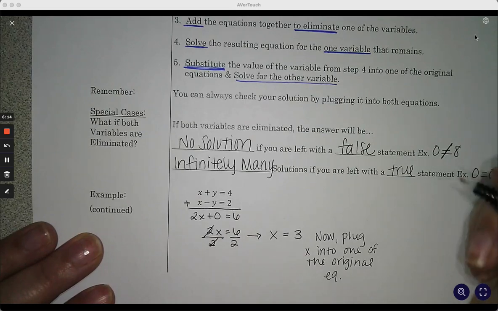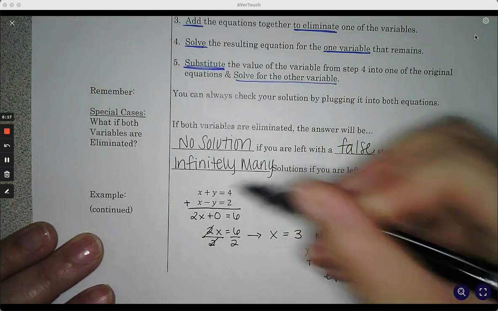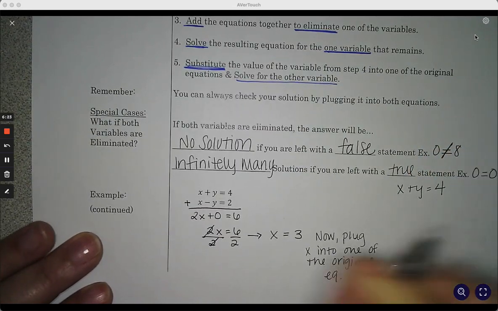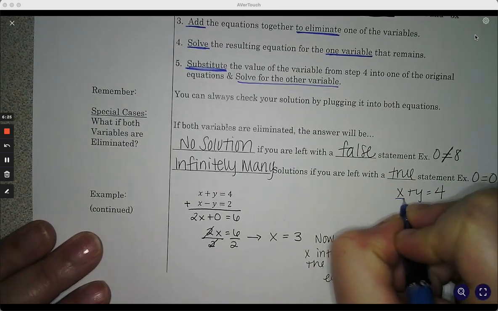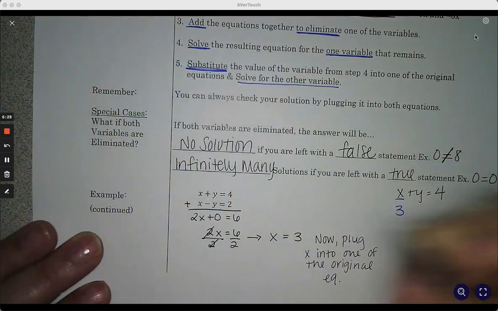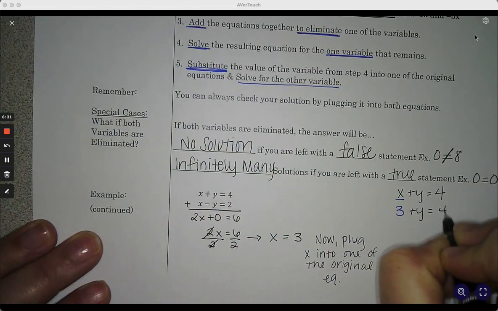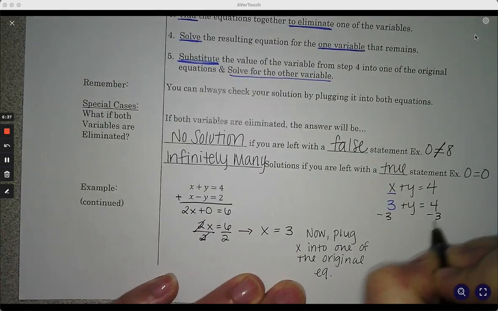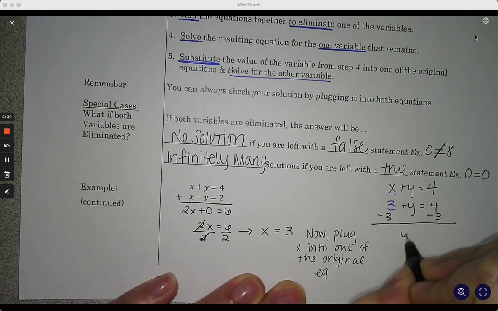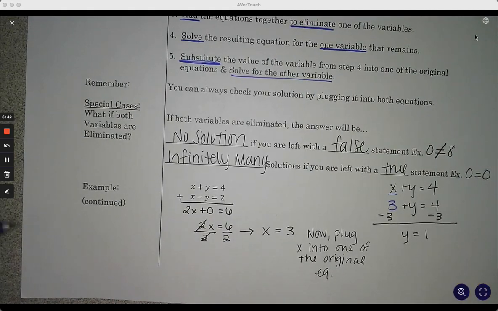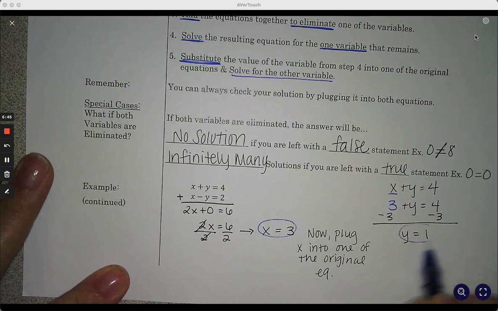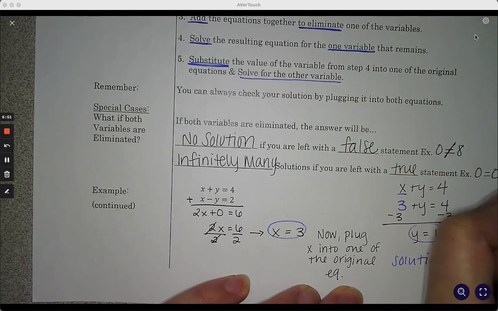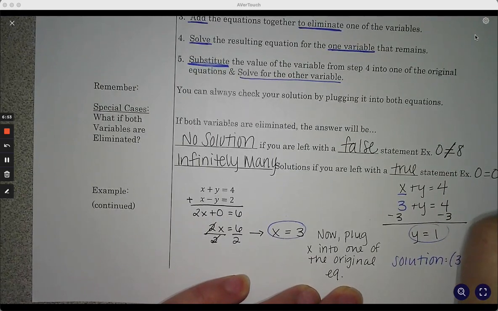plug it into the original, like the first equation where y is positive. So I have x plus y equals 4. If I plug it in for x, it becomes 3 plus y equals 4. So to get y by itself, we subtract 3 from both sides. So y equals 1. Okay, so you'll see I have x equals and y equals. So my solution is 3, 1.